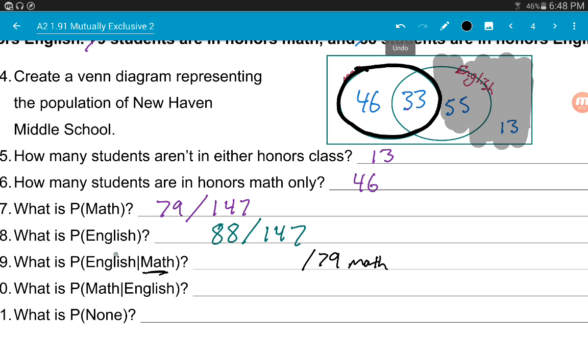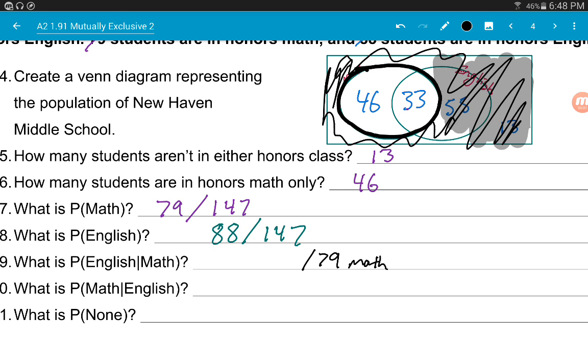So my numerator is not going to be everybody who's in English. It couldn't be. I'm locked into this circle. I've canceled them out of the situation, right? They're gone. So how many inside the circle are in honors English? Well, they're not, but they are. So it's going to be 33. I guess I'll just write it closer. 33 out of 79.